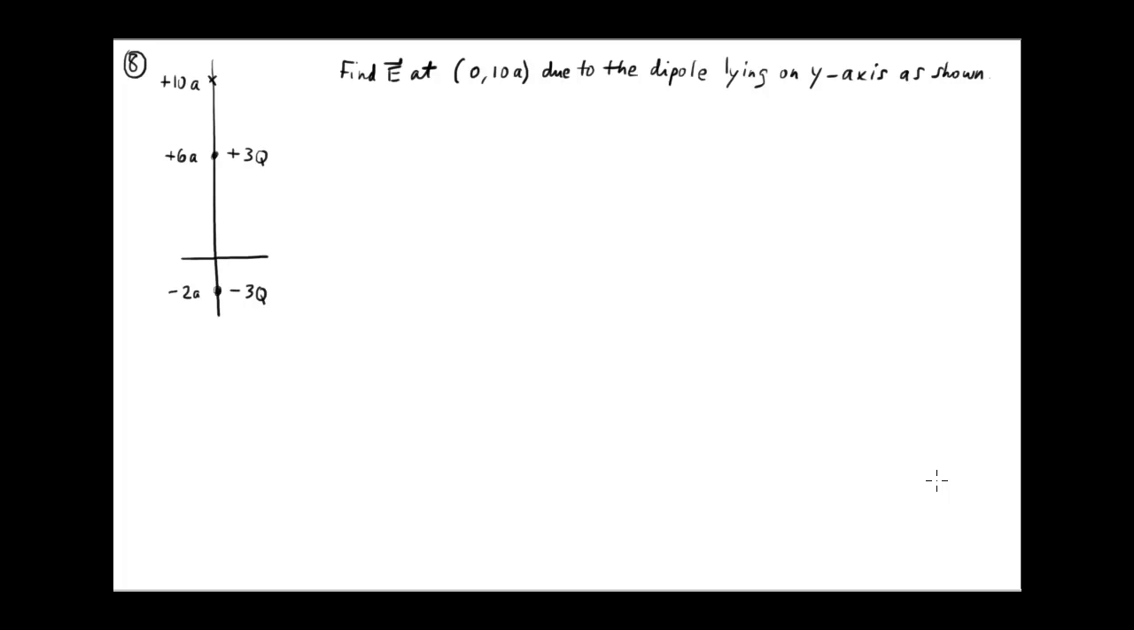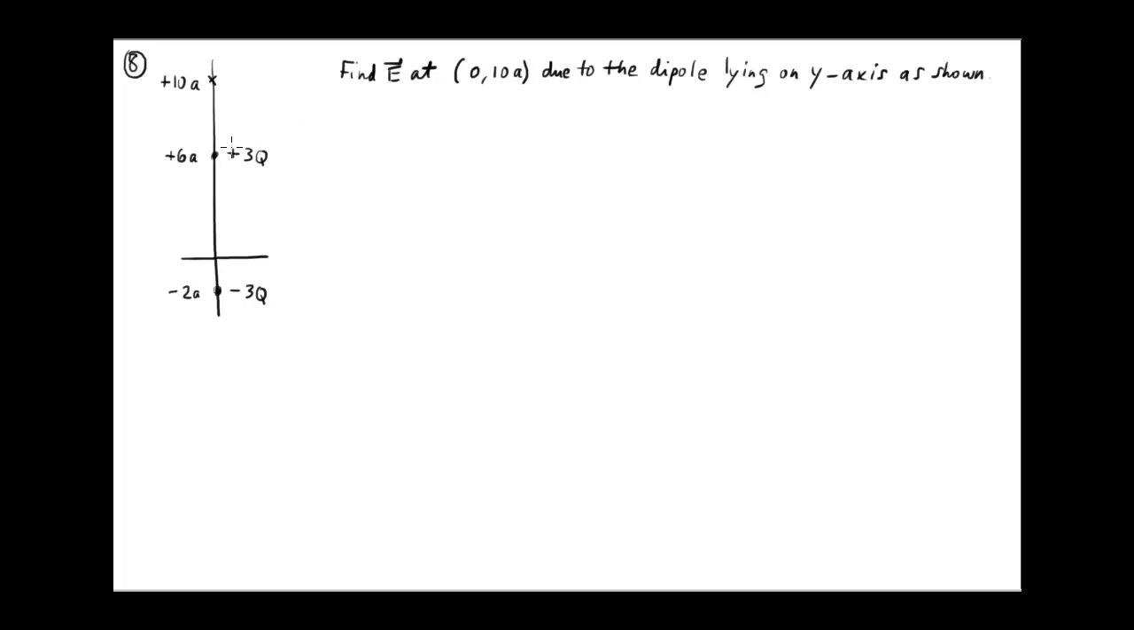Welcome to Physics 142. I'd like to work out one of the homework problems. It's not one of the ones you have to turn in, but it's similar to others that you have to turn in. And so what we'd like to do is find the electric field due to a dipole at a point on the axis of the dipole.